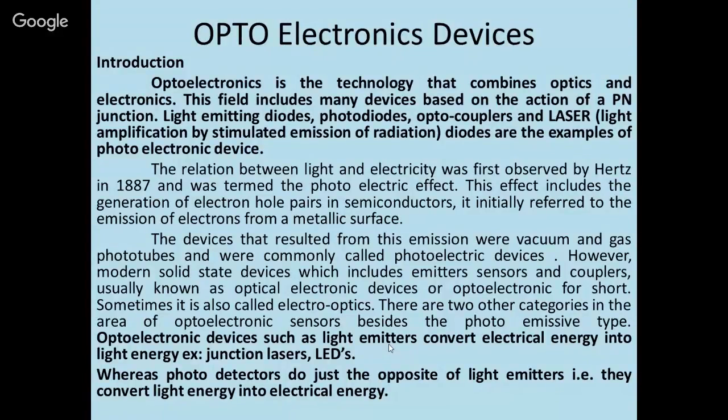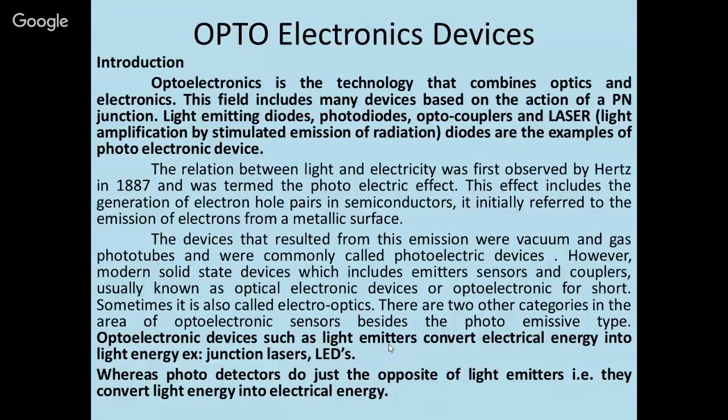There are two categories in the area of optoelectronic devices. First, light emitters. What do these devices convert? They convert electrical energy into light energy, for example the junction LASCRs or LED. Once the LED is forward biased, it emits light, so electrical energy is converted to light energy. Whereas photo detectors do just the opposite of light emitters. Light emitters convert electrical energy to light energy, and photo detectors convert light energy into electrical energy.